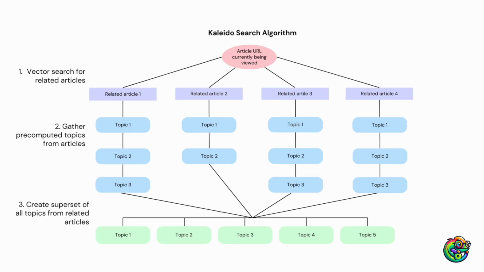Then when it's actually time to search, when you open the browser extension, it passes only the article URL currently being viewed, and if we have that in our database, we do a vector search for all of the related articles. Then once we get all of the related articles, let's say there are 10, we gather the pre-computed topics that we had already gathered from the previous step from the LLM, and then from there we just generate this superset of all topics and related ideas. And then we surface all the information back to the client.